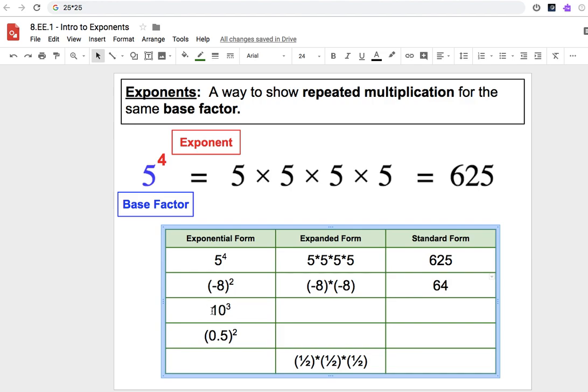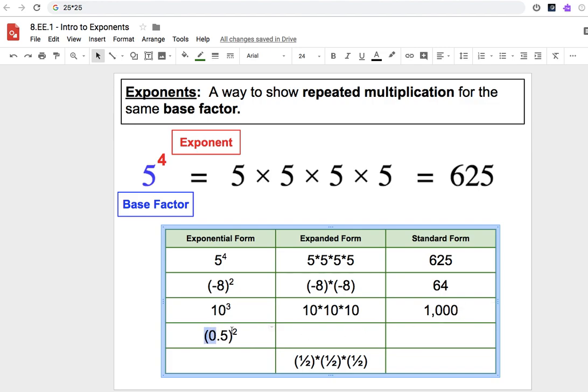The next example, we see 10 raised to the 3rd power. Another way to say the 3rd power is cubed. Think of a cube having 3 dimensions, length, width, and height. 10 cubed really means to do 10 times 10 times 10. If I do 10 times 10, that's 100, times another 10, that's 1,000. As we're going to work on in future weeks, whenever we do 10 raised to an exponent, it just becomes a 1 with that many zeros. 10 to the 3rd is 1,000, or a 1 with 3 zeros at the end.